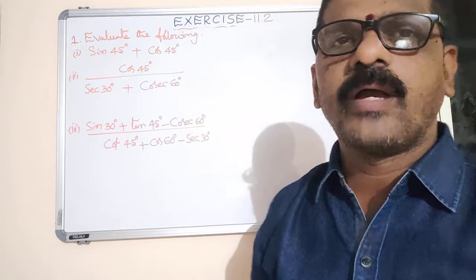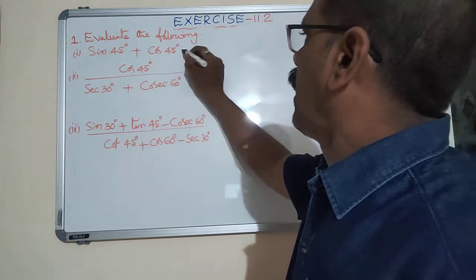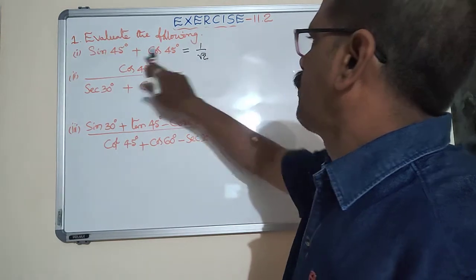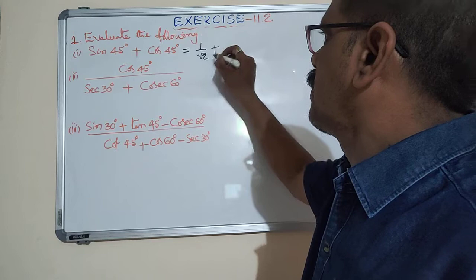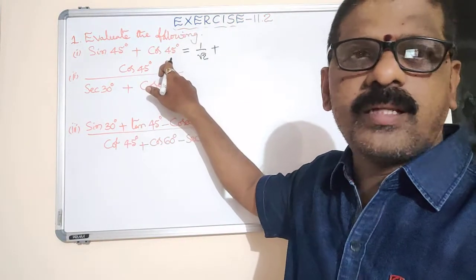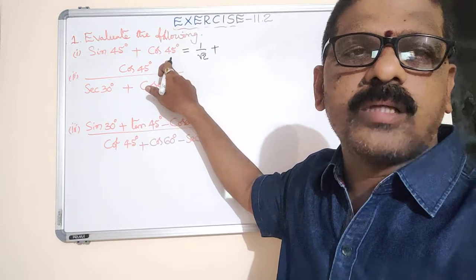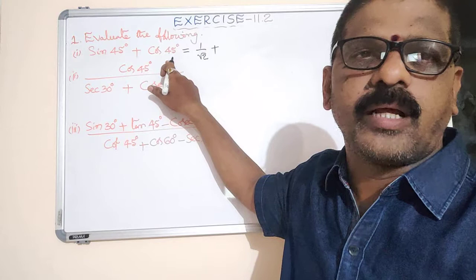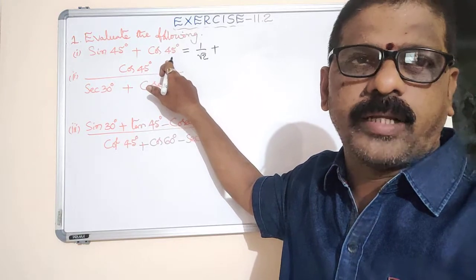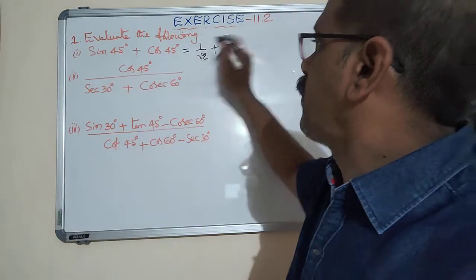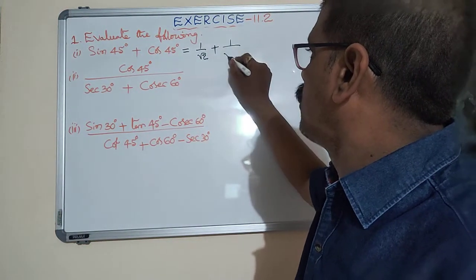Sin 45 value is 1 by root 2. Sin 45 plus cos 45, cos 45 is also 1 by root 2. That means sin theta and cos theta are equal. That means sin theta equals cos theta. So what is the value of theta? Theta value is 45 degrees. Clear? That means cos 45 is also 1 by root 2.